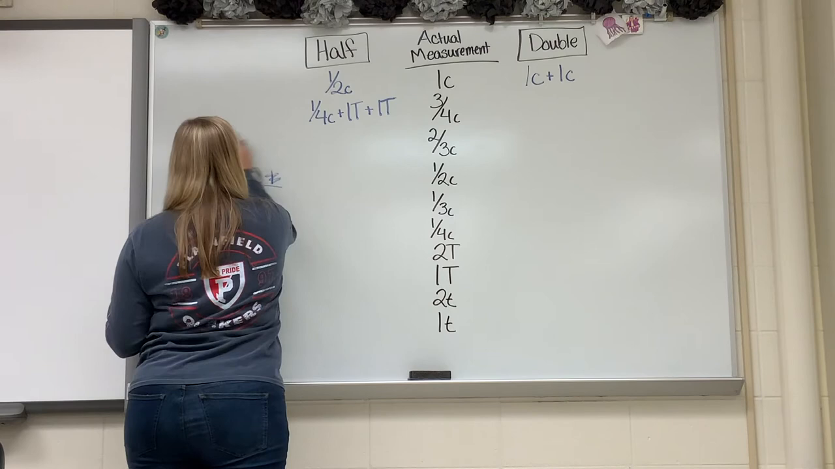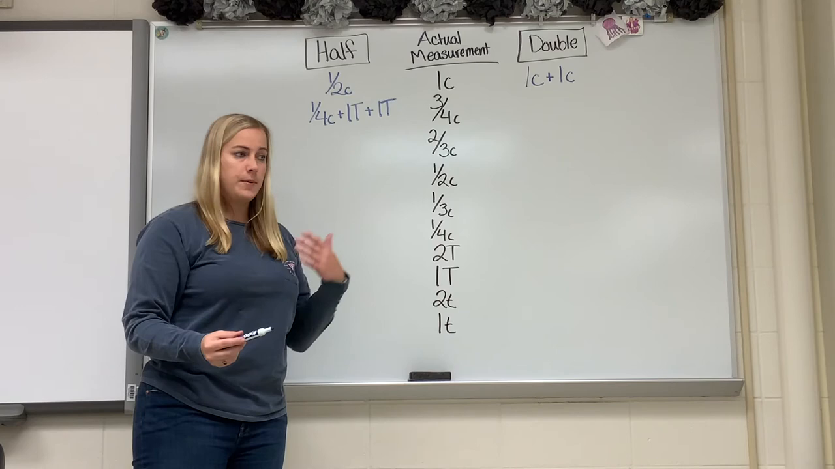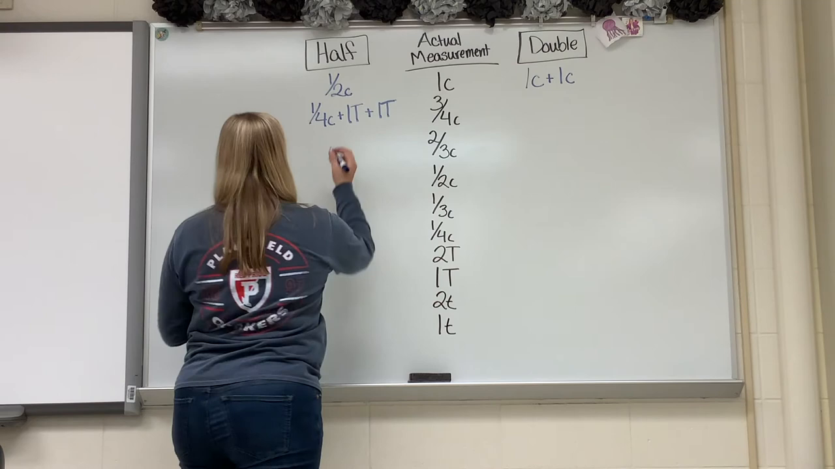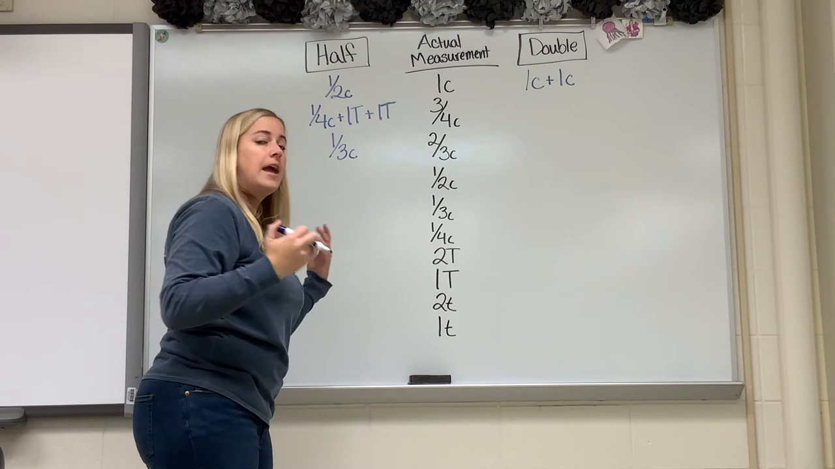if the way that you measure out 2/3 cup is a 1/3 cup and a 1/3 cup, we're just gonna measure out one of those 1/3 cups. Okay, so the answer is just going to be 1/3 cup. Okay, half of 1/2 cup is going to be 1/4 cup.